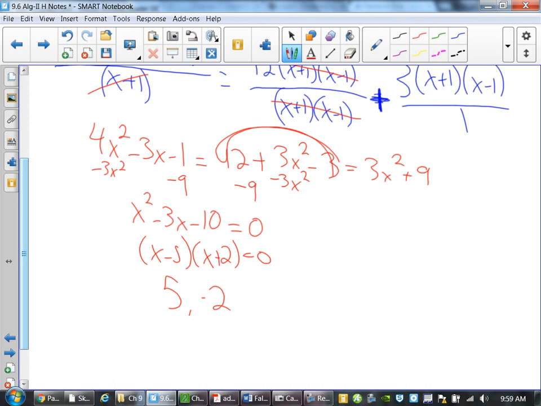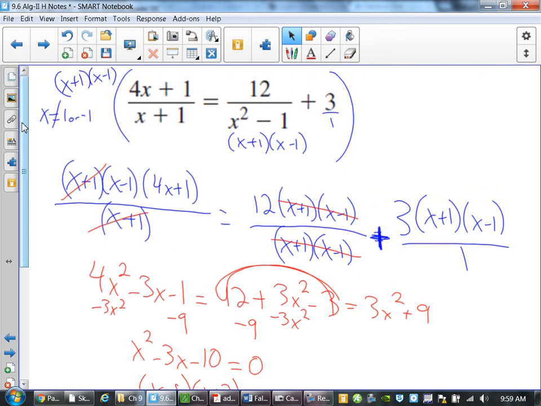Wait, so how would you write out your final answer? My x would equal 5 and 2. But then I have to double check to see if either one of them is extraneous. So I would go back to my calculator. And we would have 4 times 2 plus 1 over 2 plus 1.